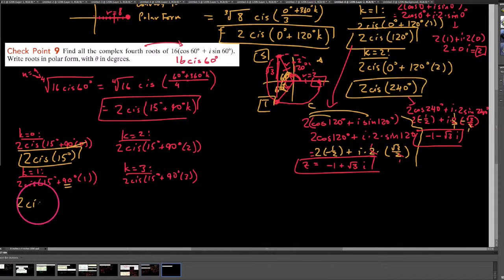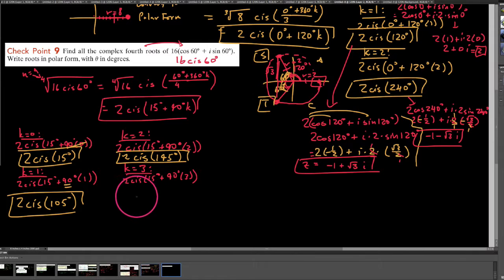So 2 cis of 15 plus 90 times 1 is really 15 plus 90. We have 105 degrees here as our second fourth root. Here we get 2 cis 15 degrees plus 180, so 195 degrees is our third fourth root. And for our last one, we have 2 cis 15 degrees plus 90 times 3, which is 15 degrees plus 270 degrees. We get 285 degrees right here.